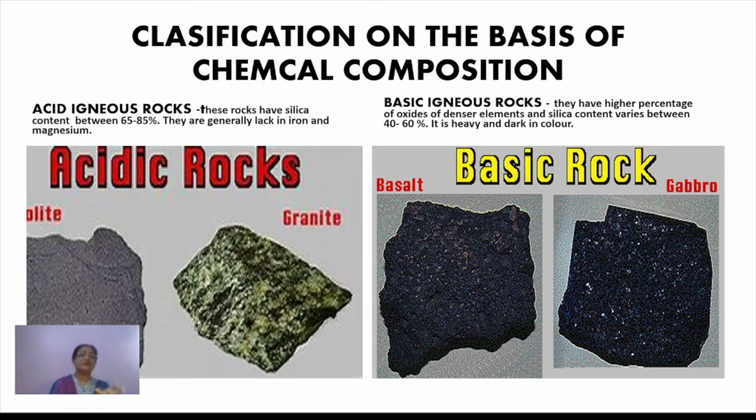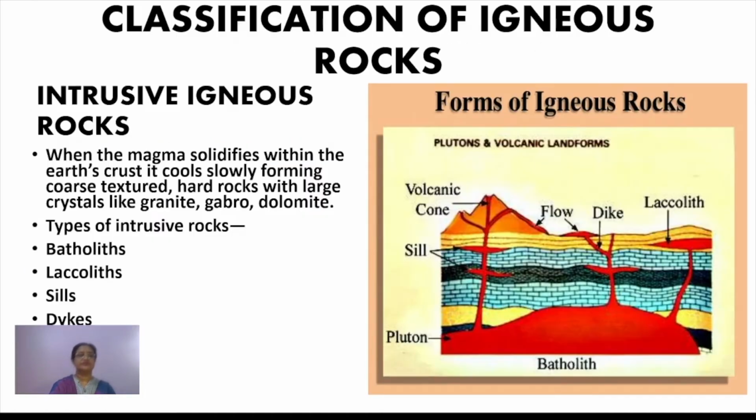In the same way, acid igneous rocks are lighter in color as compared to basic igneous rock, and they are lighter in weight also. But if we talk about the basic igneous rock, you can see in front of you the examples of it. Basic igneous rocks are always dark in color, and they are heavy in weight also. You can see the difference: granite, and this is basalt, this is gabbro, another basic rock. So these are the basic differences between the two.